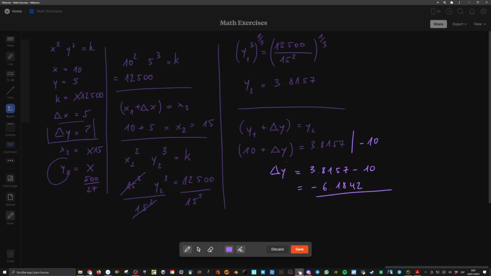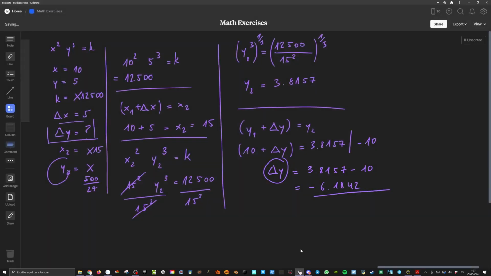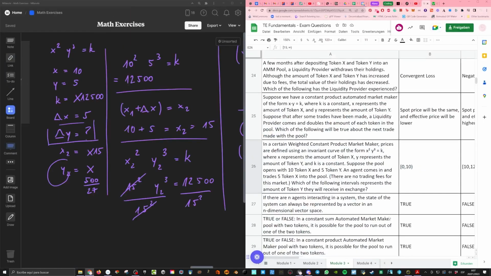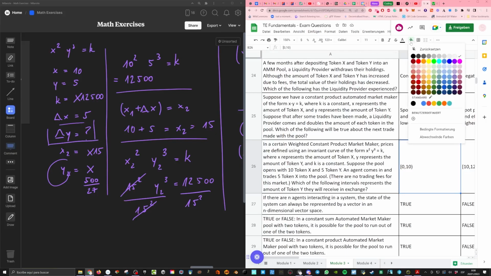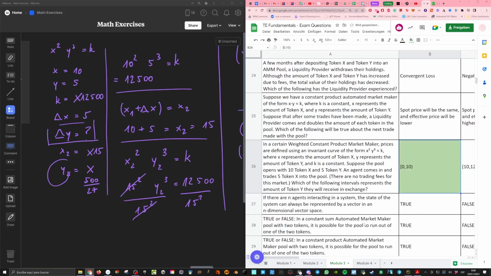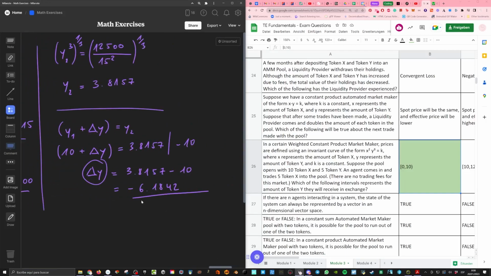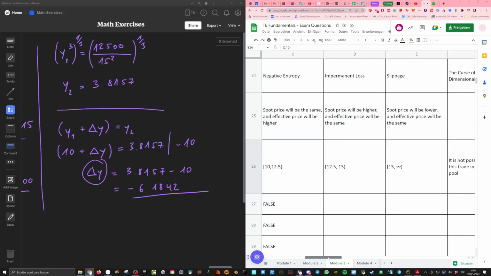Okay, so this is our delta y. So now we go onto our beautiful Excel sheet and be like 0 to 10. That's the answer, right? How's it 0 to 10? Because the delta y that comes out for when we trade 5 delta x is 6.1842. But we get a negative one. That just means that it's leaving the system.